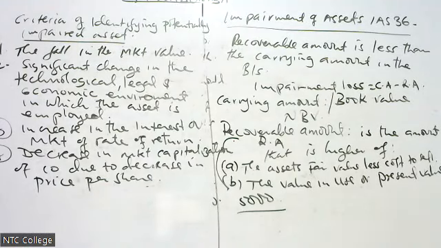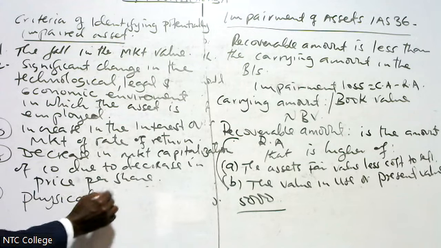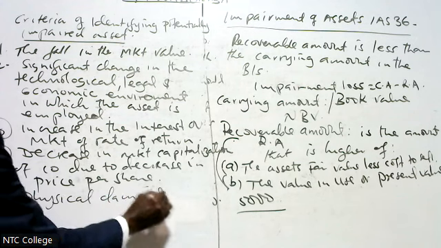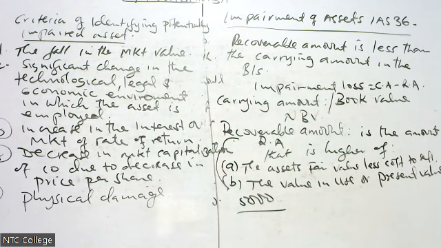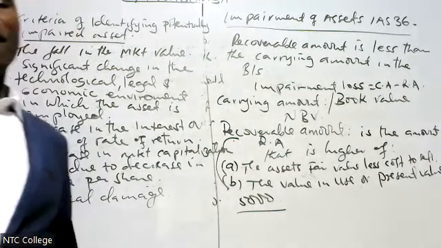Then number five, we have what we call physical damage. Of course, if your asset, your motor vehicle, is damaged, then you cannot recover the value.